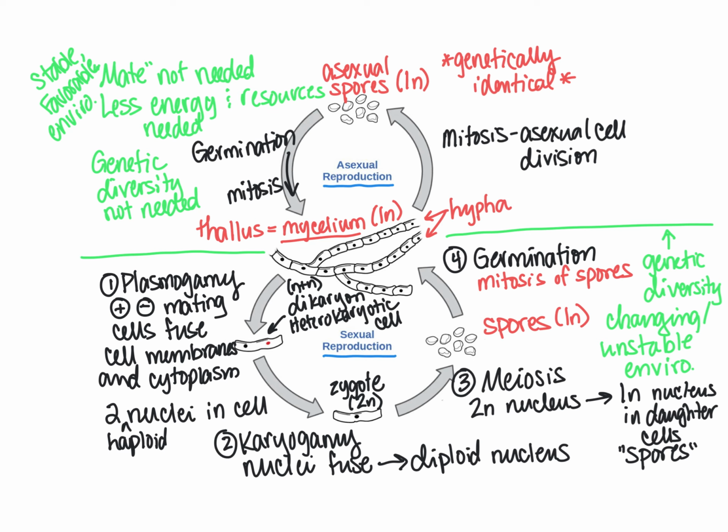But sexual reproduction has the downfalls that a mate or an opposite mating type needs to be involved, and it requires more energy and resources. So there are trade-offs between increased genetic diversity, which may help the population survive in a changing environment. But in order to do sexual reproduction, you have to have more energy, more resources, and more individuals in order to sexually reproduce.